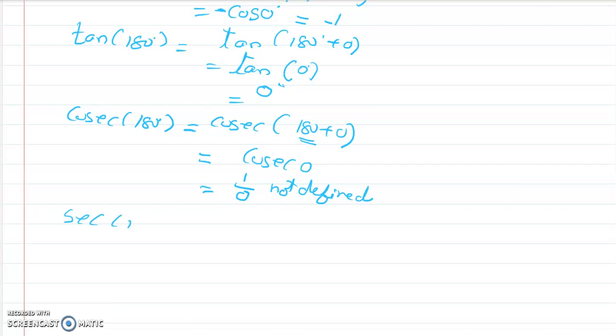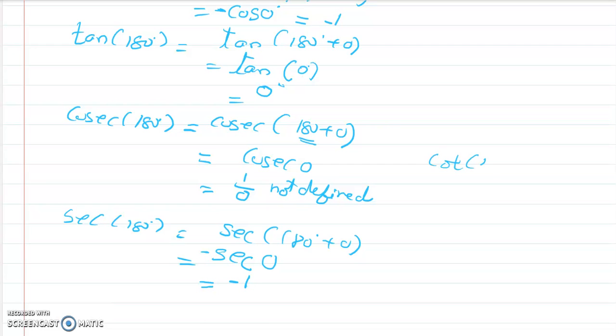Next, sec 180 degree. Sec operating on 180 degree plus 0. Sec 0. What is sec 0? In the second or third quadrant, cos and sec will be negative. So minus sign. What is sec 0? Cos 0 is 1. Its reciprocal, sec 0, is also 1. So sec of 180 is minus 1.